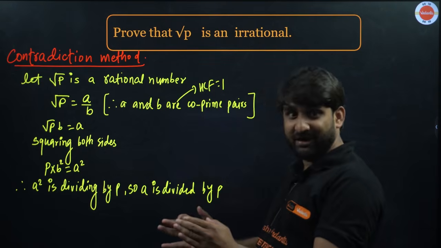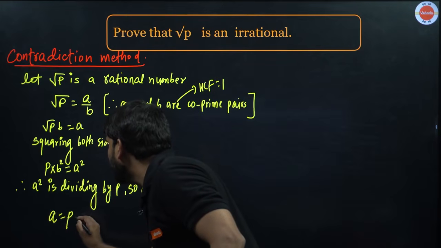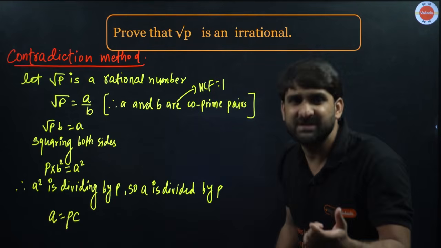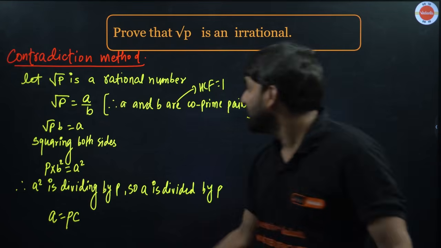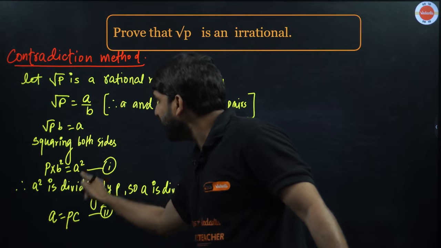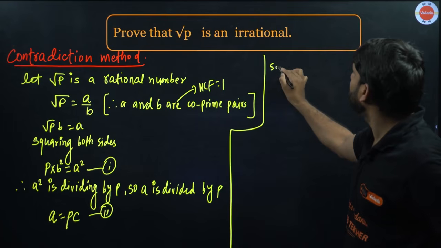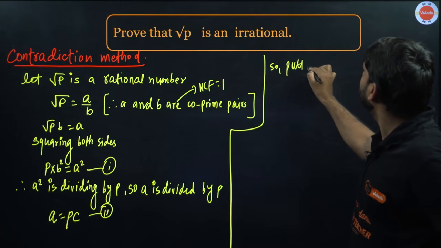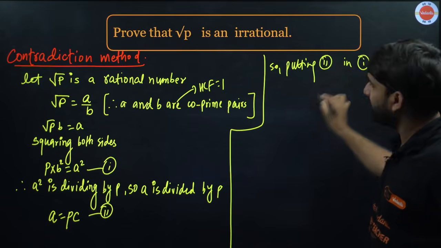If a is divided by p, we can write a is equal to pc, taking one new term c. This is first equation and this is second. Can you put a from the second equation into the first? Putting second in first, what are we getting?